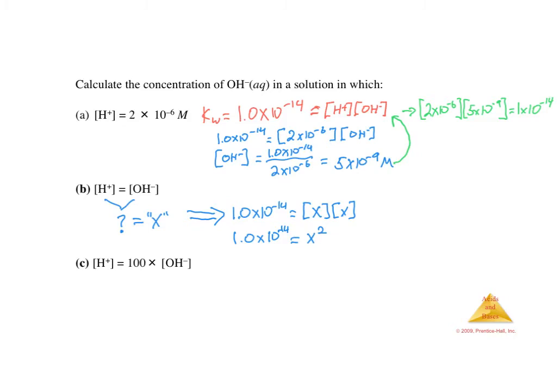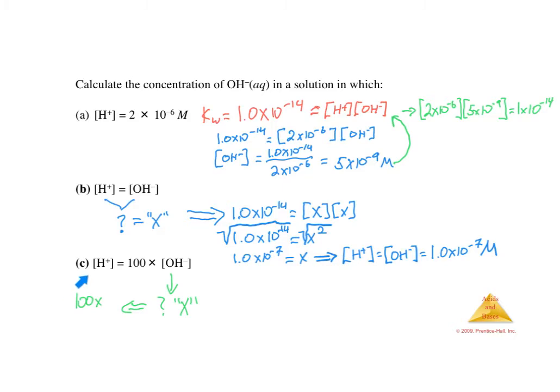Now we can take the square root of both sides. The square root of 1.0 times 10 to the minus 14 is 1 times 10 to the minus 7. The square root of x squared is x. Therefore, the concentration of hydronium, or a proton, is equal to the concentration of hydroxide. They're both equal to 1 times 10 to the minus 7 molar.